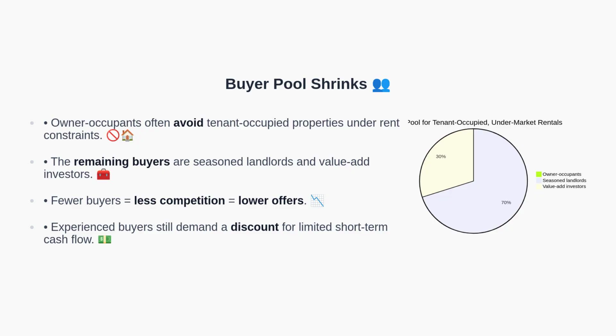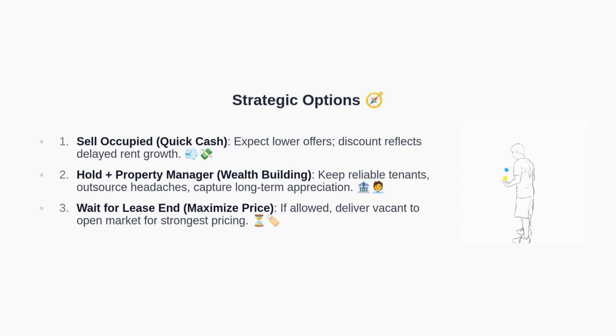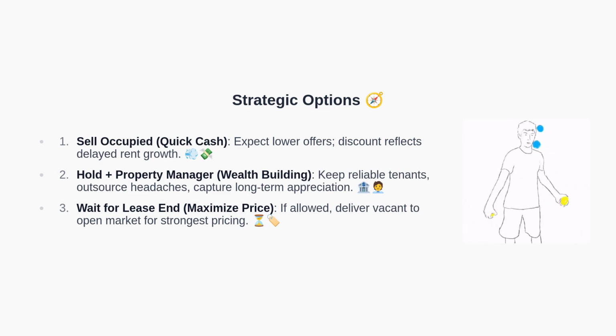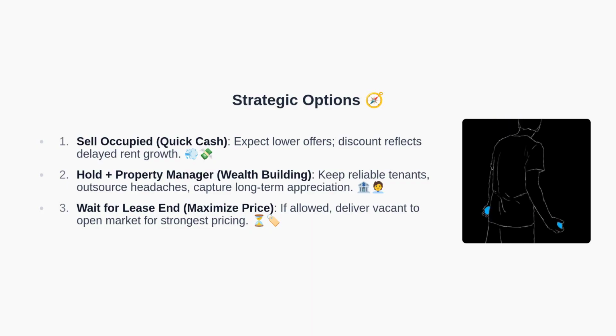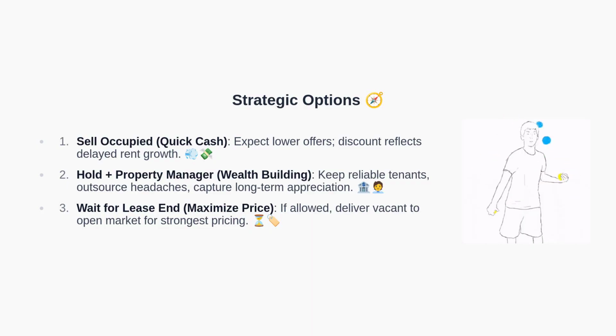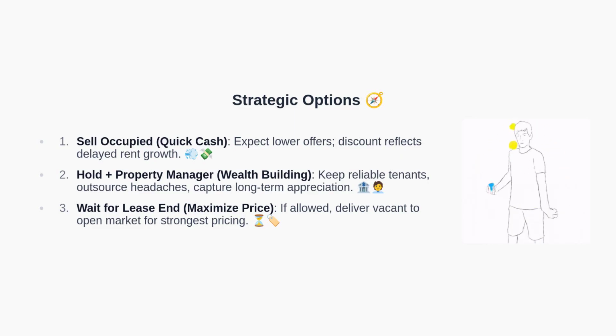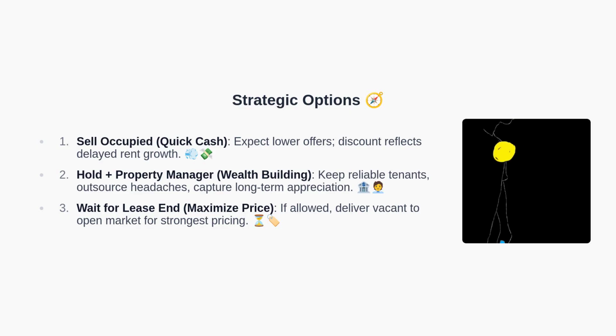Having established the buyer dynamics, let's compare the main strategies you can pursue. You have 3 broad paths. First, sell the property occupied for a faster sale but at a steeper discount because the buyer cannot rapidly realize market rents. Second, hold the property and hire a property manager if tenants are reliable, thereby converting the asset into passive income while you wait for better market or regulatory conditions. Third, if local rules allow, wait for the leases to end so you can deliver units vacant and attract a broader buyer base with much stronger pricing.